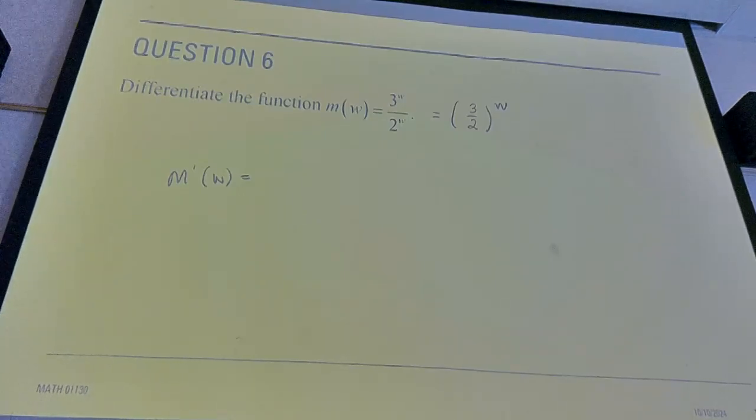So what's that derivative, given that's exponential? 3/2 to the W times ln of 3/2. Which is precisely what you're getting when you do quotient rule, with a lot more algebra. I know because I have verified it.